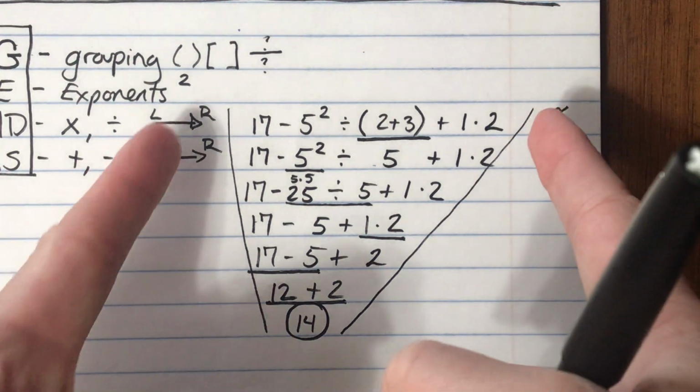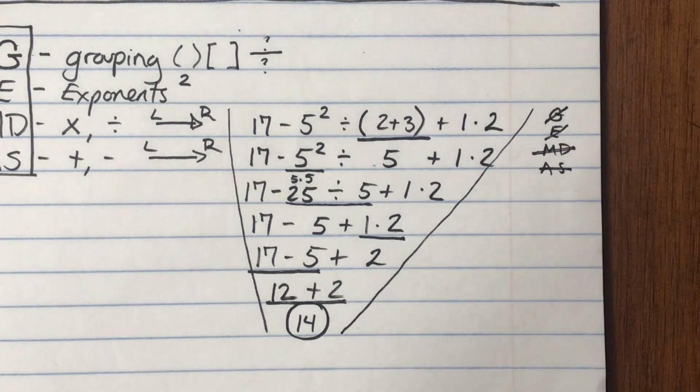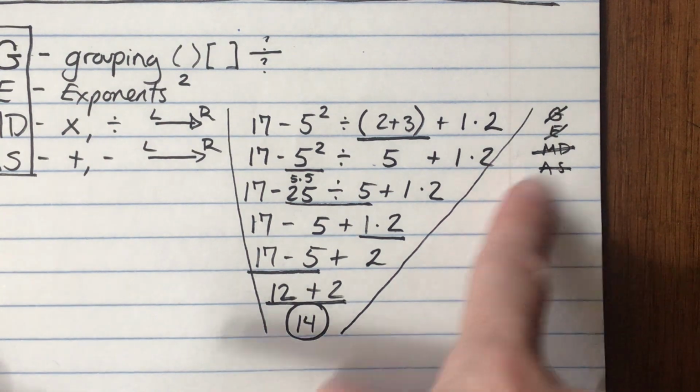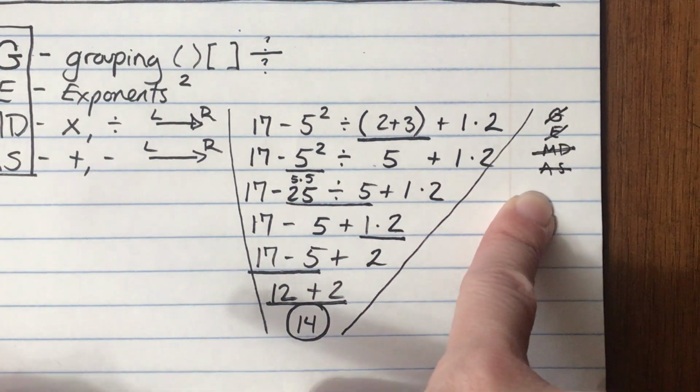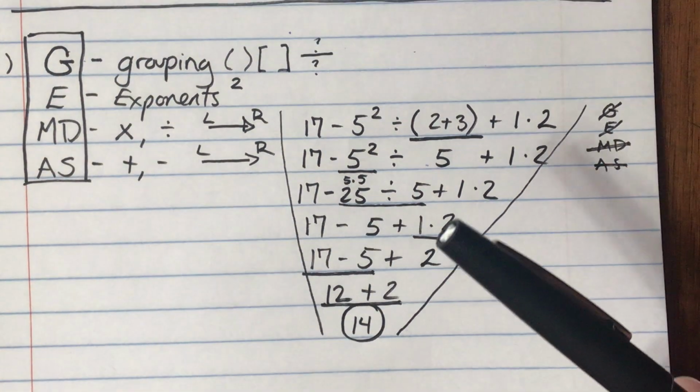So as you're working out this problem, it should be getting smaller and smaller until you get one final answer at the end. And so the answer here is going to be 14. And so that's what we want to make sure that we're doing it in this order, always using the order GEMDAS in which it is written.